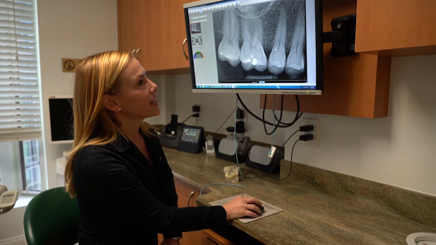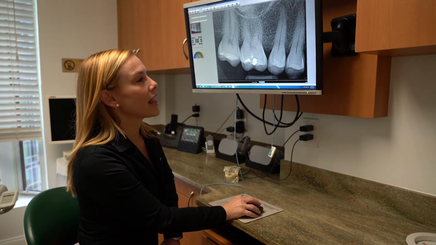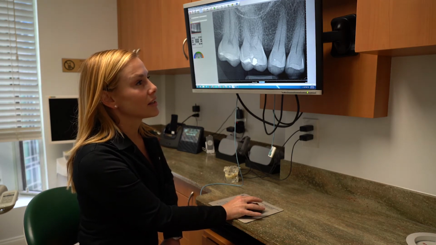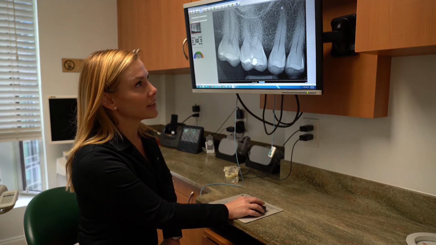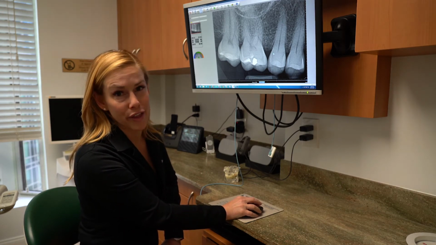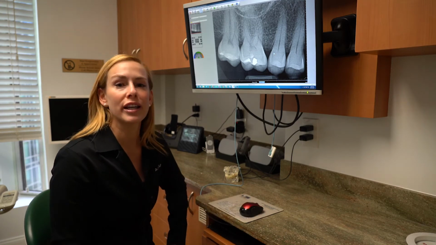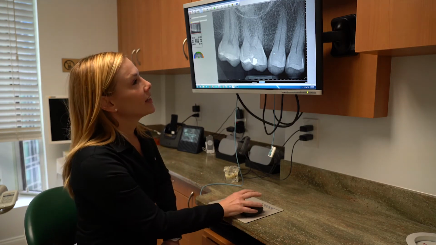So once that happens, then the root canal specialist would go into this canal and pull out the nerve and fill it, which I will show you in another video. But today we're just talking about the anatomy.